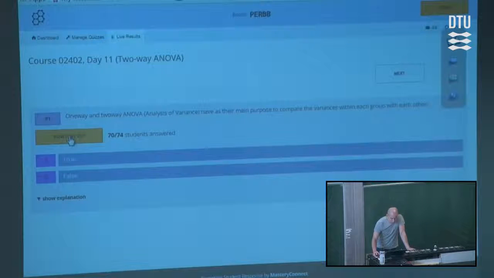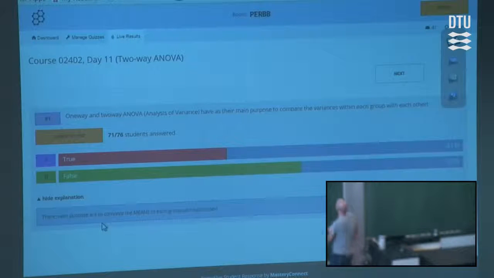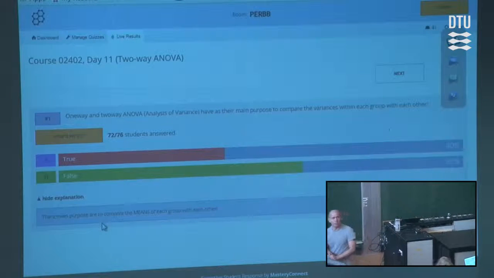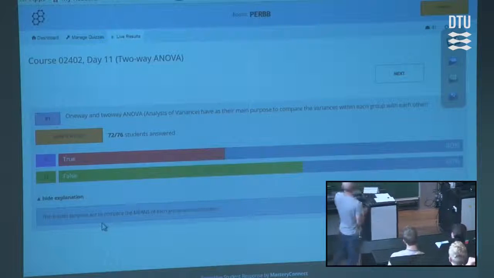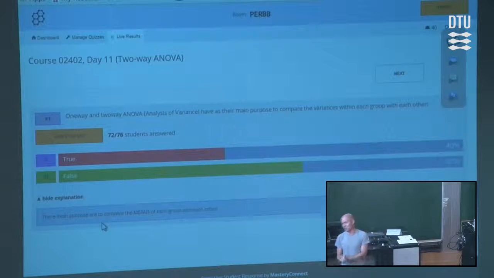Okay, how did you do? Oh my goodness. Let's read the question. 1 and 2-way analysis of variance have as their main purpose to compare the variances within each group with each other. No! I've told you 25 times now.